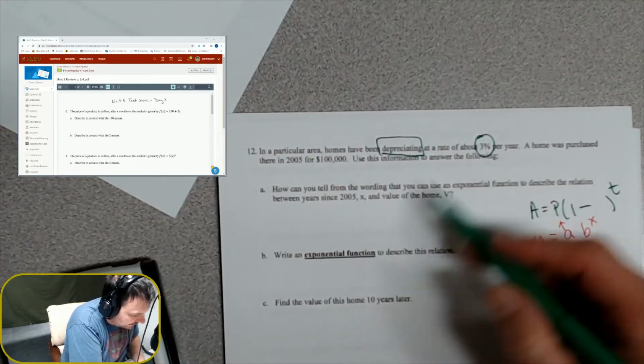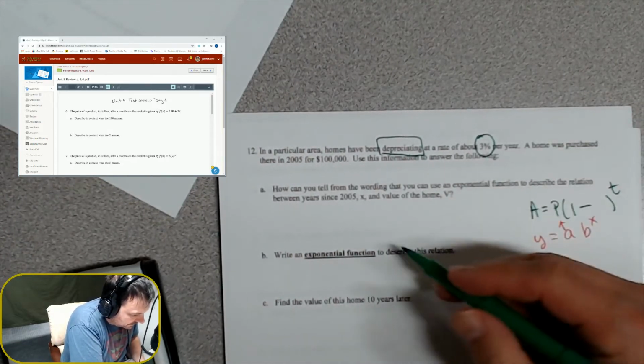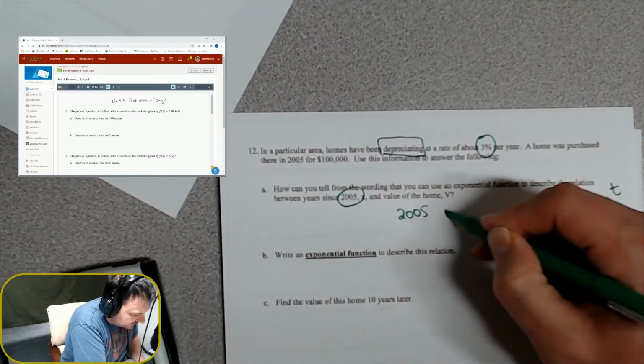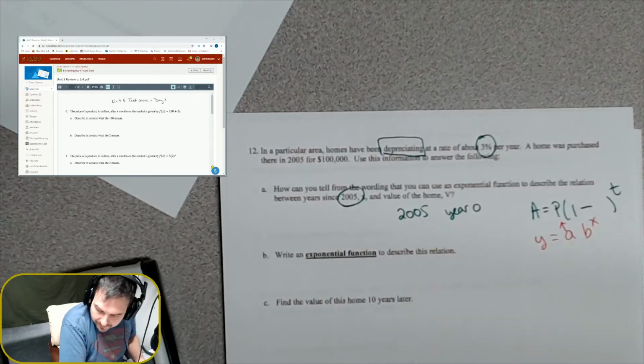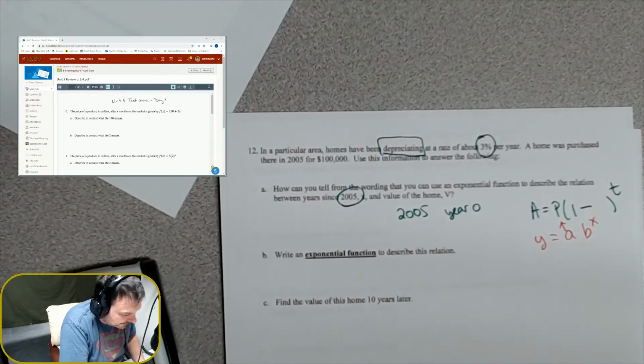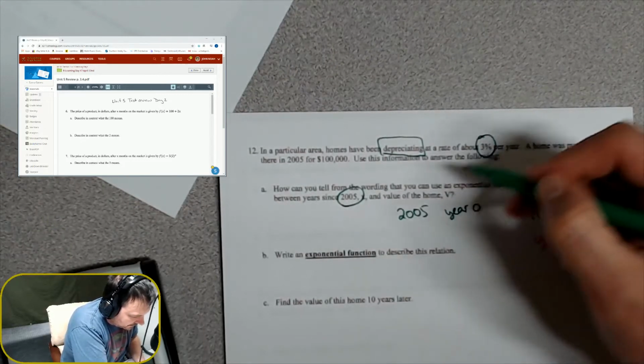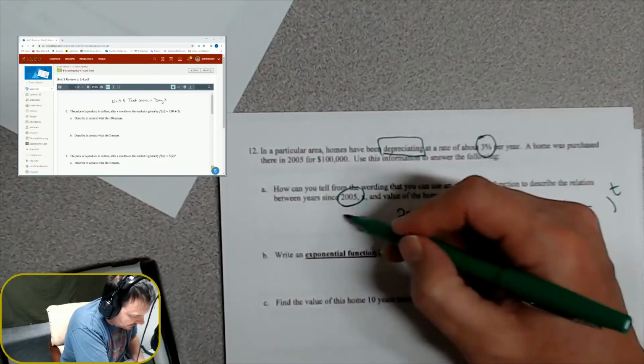We're starting with the home was purchased. So 2005 is year 0. And how much do we have? The money is, let's put the money on this side, is $100,000.